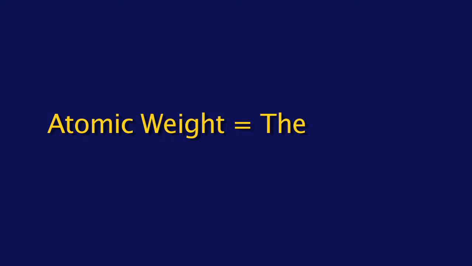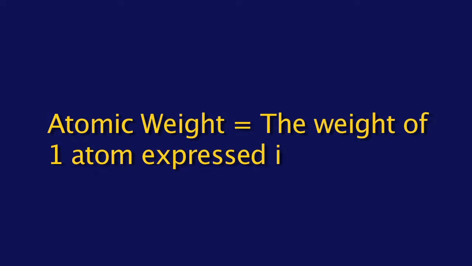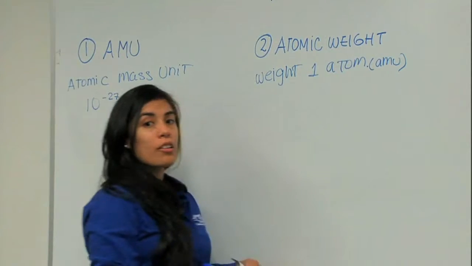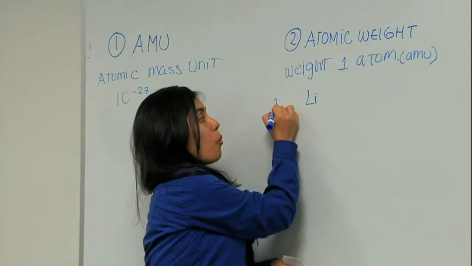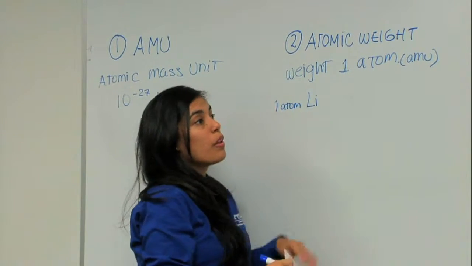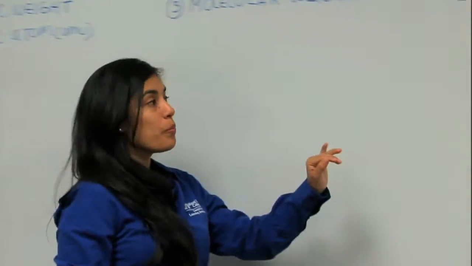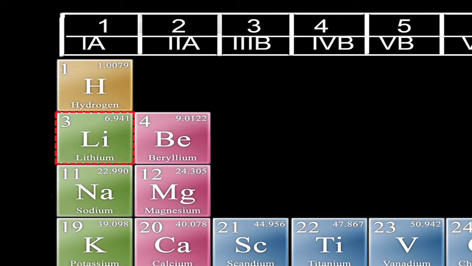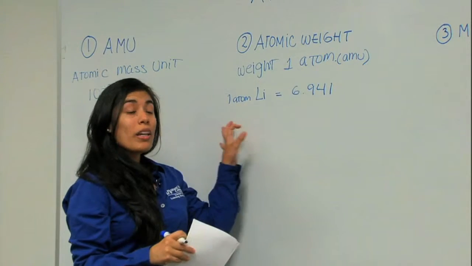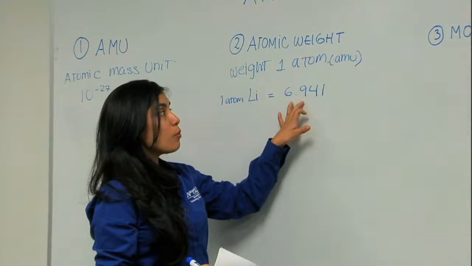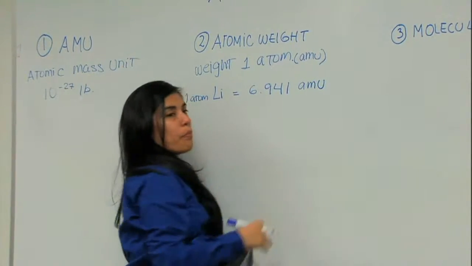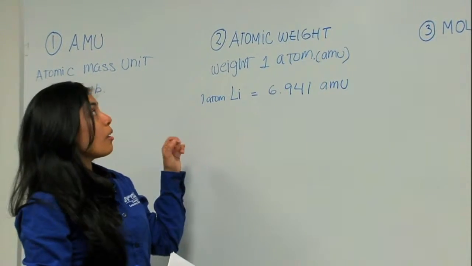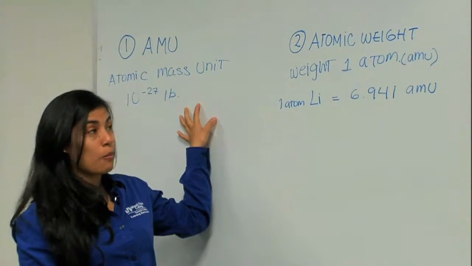Atomic weight is the weight of one atom expressed in AMU units. So, let's imagine lithium. One atom of lithium. If we go to our periodic table, we will see that lithium has a mass of 6.941, right? So 1 atom of lithium will weigh 6.941 AMU, because that's the unit that we use every time we refer to atoms.